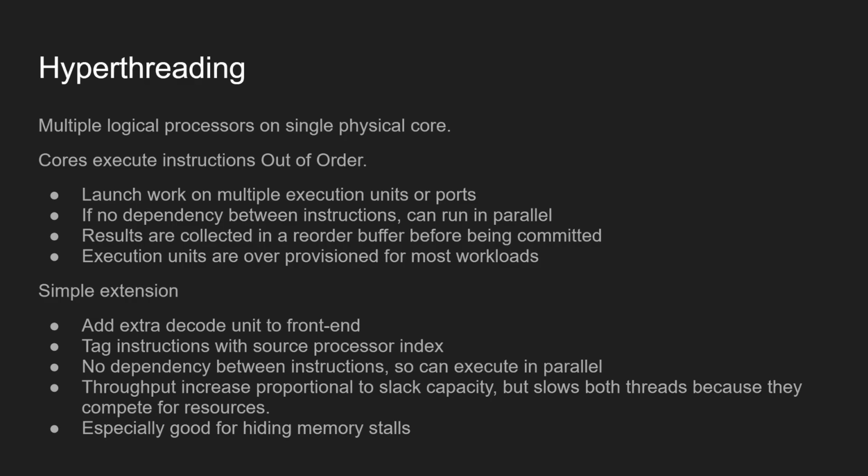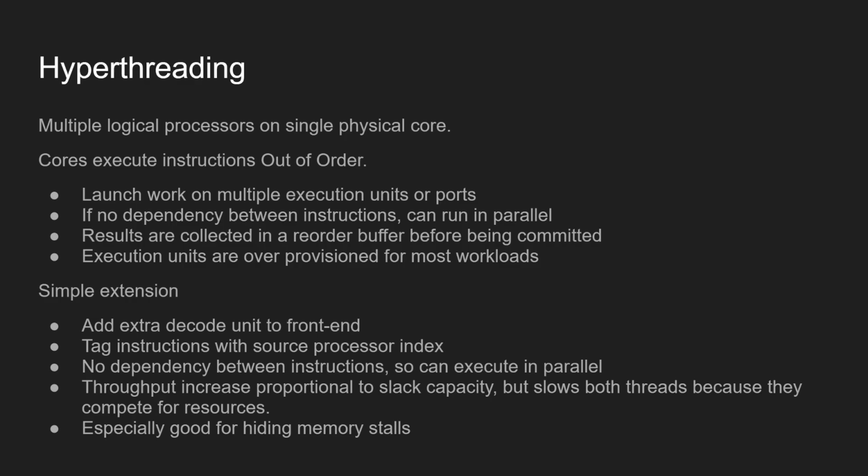So something that you can do is you add extra decoding and reordering backend parts to the CPU, and that allows you to more fully utilize these execution units. So you can come up with the idea of a logical processor, and then you just tag instructions with what the source processor index was. What's nice about this is that there's guaranteed to be no dependency between instructions from the different processors, and so you are always going to be able to execute those in parallel.